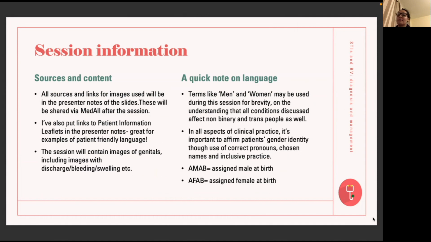And then just in terms of language, I might use the words men and women throughout the session. I will try my best not to, I want to use inclusive language, but if that does happen, it's on the understanding that, of course, any condition, regardless of your gender identity, you can be affected by any of these conditions. And it's something to be really aware of in all aspects of our clinical practice. We should be using correct pronouns for all patients. If you're unsure, just ask people and try and be as respectful as possible to all patients. And if I use these two in any of the slides, AMAB means assigned male at birth and AFAB means assigned female at birth. So I hope that all makes sense.